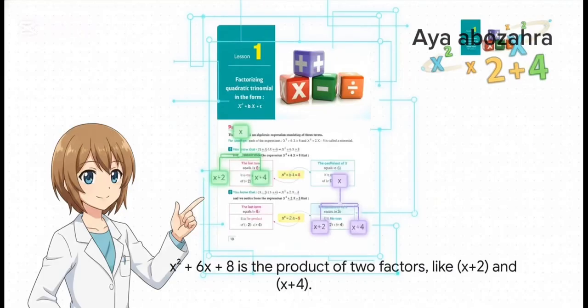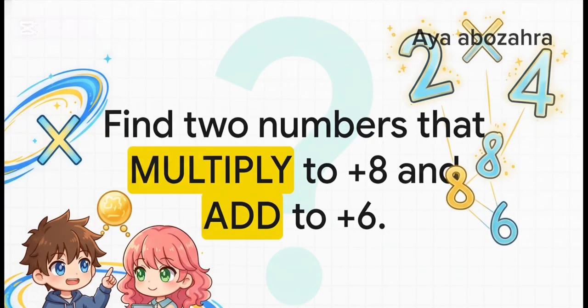You know, the best way to learn how to take something apart is to see how it was put together in the first place. When you multiply 2 simple things, like say x plus 2 and x plus 4, you get a trinomial. So our job is to start with that trinomial and work our way backward to find those original 2 pieces. So here's the crucial part.